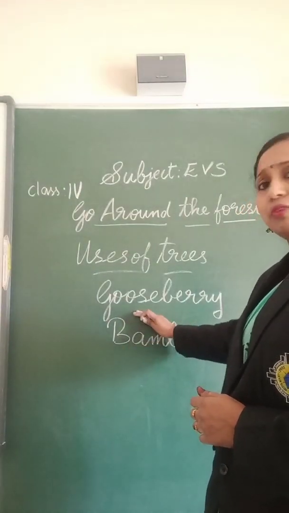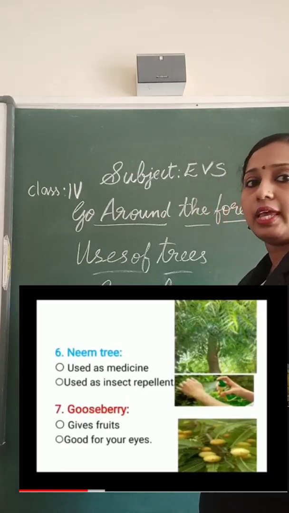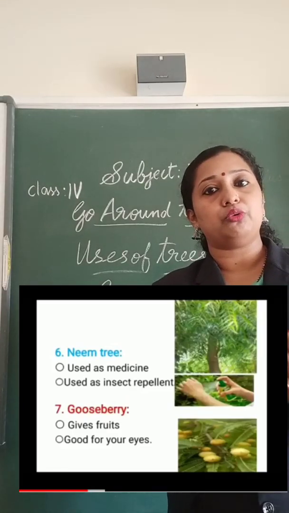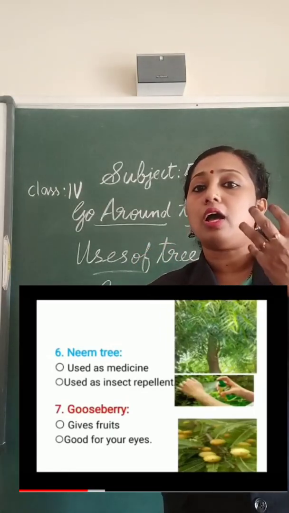Next one is the gooseberry and the bamboo. Gooseberry everyone knows, I think. You know the amla, isn't it? So that is the gooseberry. And this gooseberry is a fruit. You know that it is used as a fruit. And this gooseberry is good for our eyes.